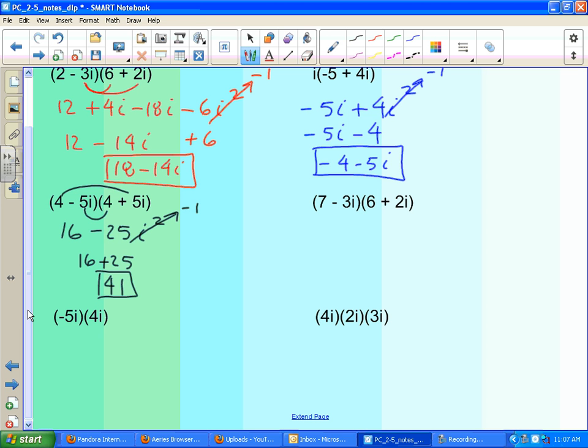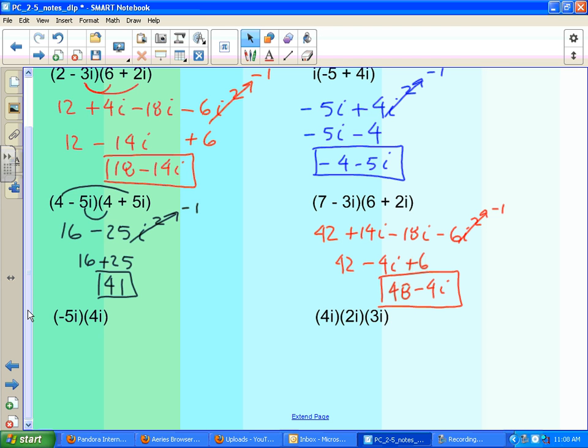So 7 and 6 is 42. And 7 and 2i is 14i. And negative 3i and 6 is negative 18i. And negative 3i and 2i is negative 6i squared. So we fix it, make it a negative 1. We get 42 minus 4i plus 6. 48 minus 4i. All right, there we go.